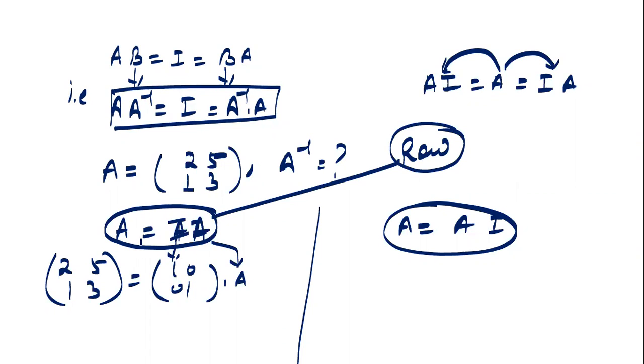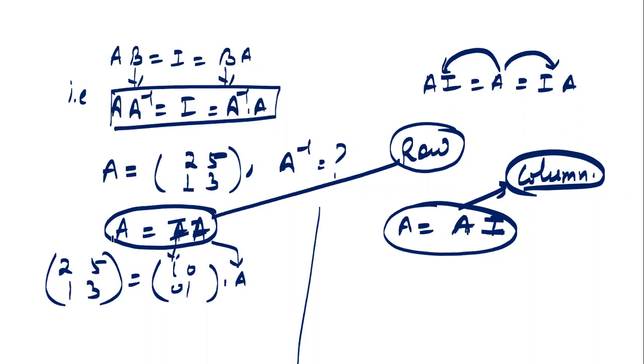Row transformation method means I will do the elementary transformation in rows only. And in this case, I will apply the column transformation. You have to keep this in your mind: whenever we are writing A equals IA, we have to apply row transformation, and whenever we are writing A equals AI, we have to apply column transformation.